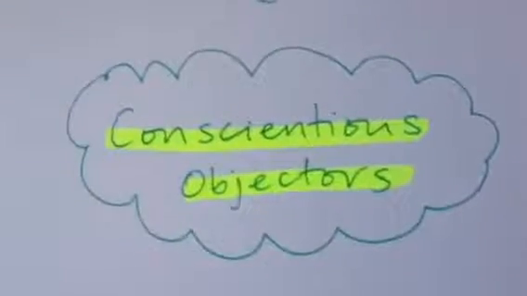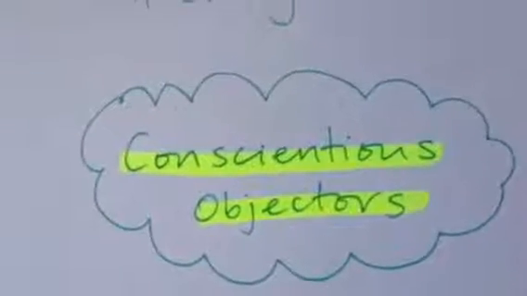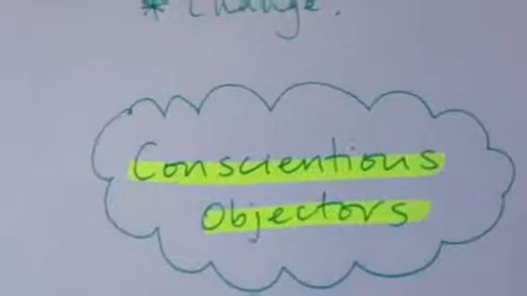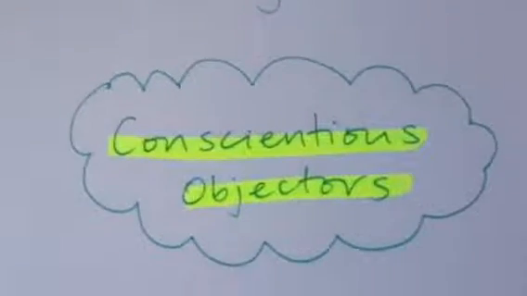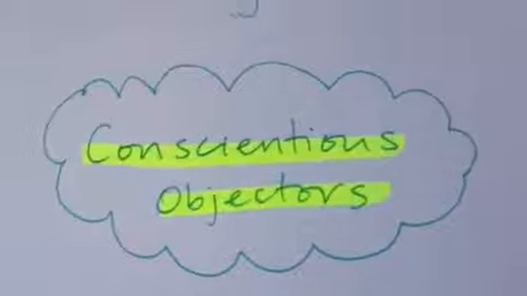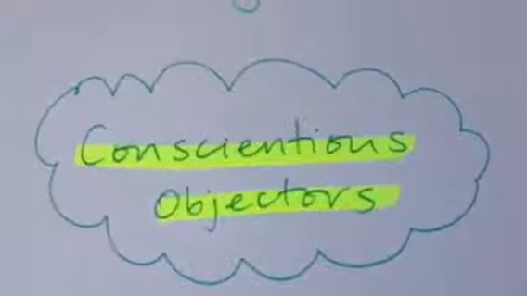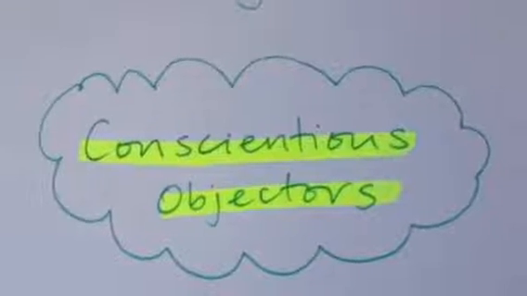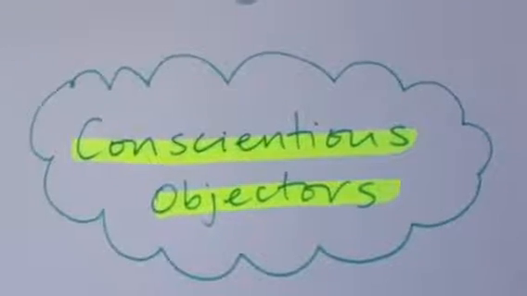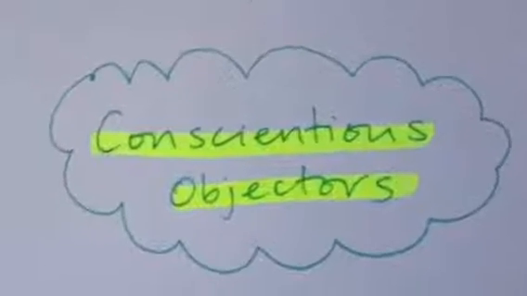So in case you don't know it, conscientious objectors or conchies are people who refuse to take part in wars or conflicts. And this can be for a whole variety of reasons. It could be for religious reasons, it could be for personal reasons, it could be for political reasons. For example, people on the left wing and communists might refuse to get involved in a capitalist war.